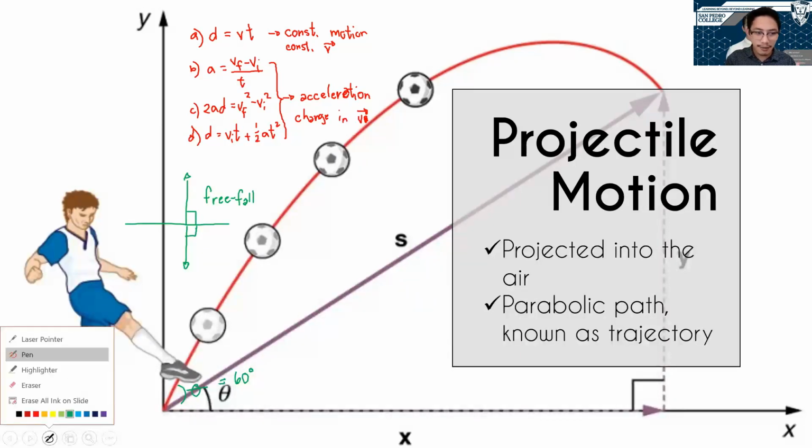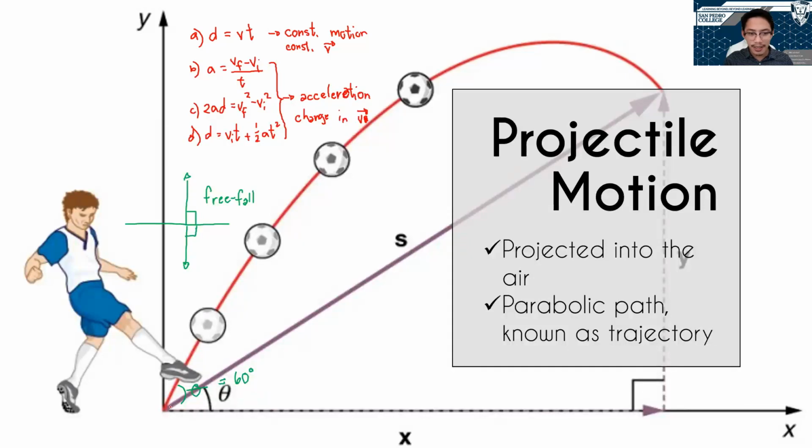So ano mangyayari sa object natin? Our object will be projected into the air, kagaya ng soccer ball. It will follow a path, and that path is a parabola. So the ball or the object goes up, and then, of course, the object will go down. That is straightforward. Nakuha? And the path na i-follow ng ating object is a parabola. Hindi kagaya nung sa free fall na straight line, kaya nga rectilinear, straight line. Sa projectile motion, the path is a parabolic path. And that is known as the trajectory. Ang tawag natin sa path na yan, trajectory.